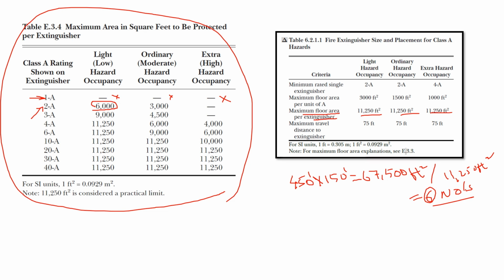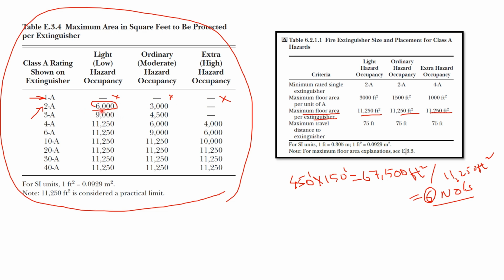What does it mean? If you see this particular table, it mentions the maximum floor area per unit of A is 3000 square feet for light hazard occupancy. So for 2A, we multiply 3000 by 2, because this 3000 is per unit of A. In light hazard, 2A means 2 into 3000, which is nothing but 6000.